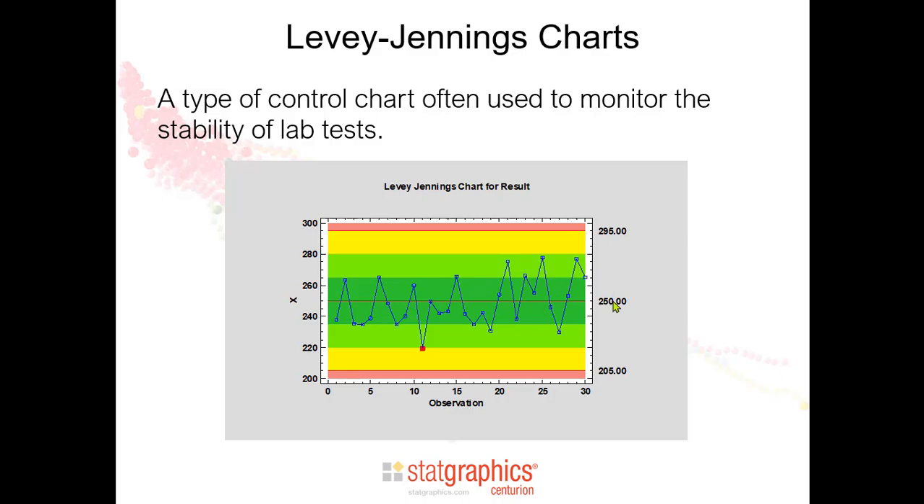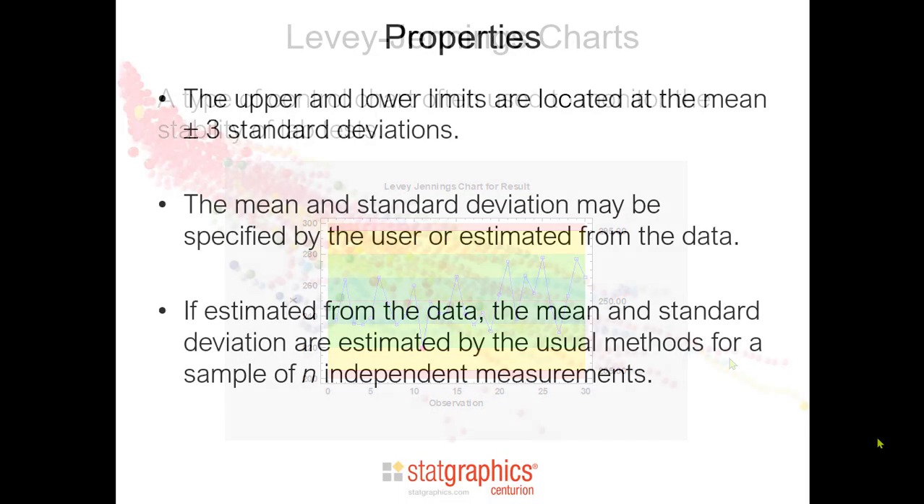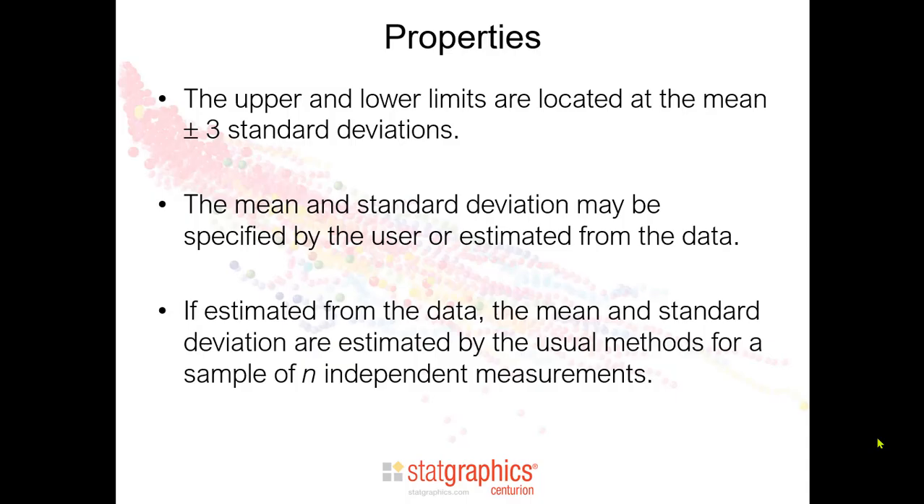There's a center line at 250 and zones defined by 250 plus and minus 1 sigma, plus and minus 2 sigma, and plus and minus 3 sigma. On a Levey Jennings chart, the upper and lower control limits are located at the mean plus and minus 3 standard deviations. The mean and standard deviation may be specified by the user or estimated from the data.